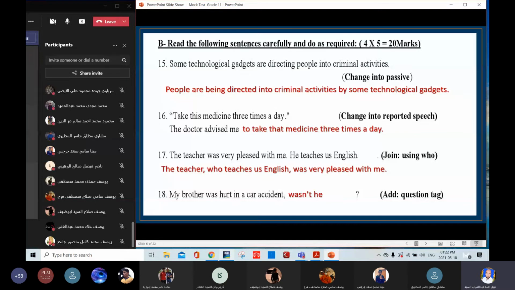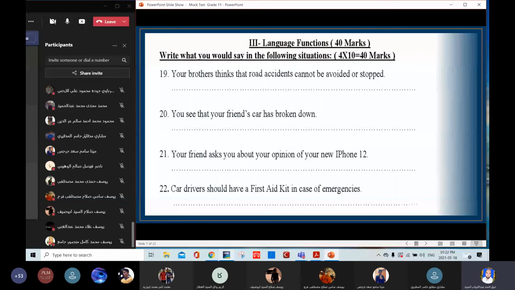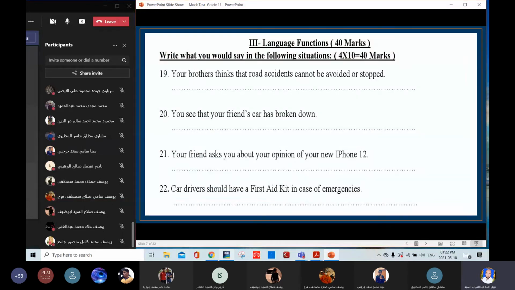Now let's move to the third part, situations or language functions. Language functions here: write what you would say in the following situation. You have to understand the situation, and you have to say a good, polite sentence. If you are in this situation, what would you say?